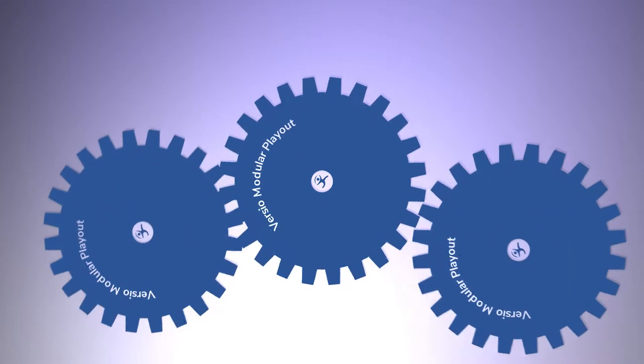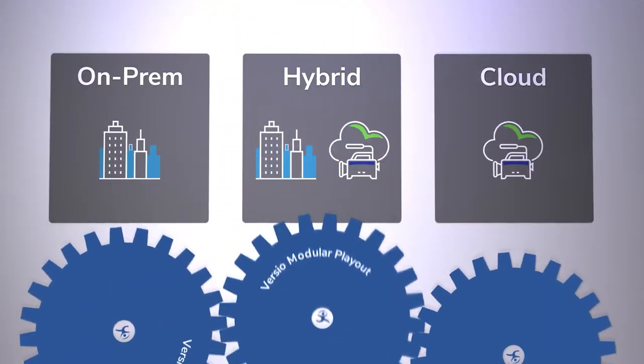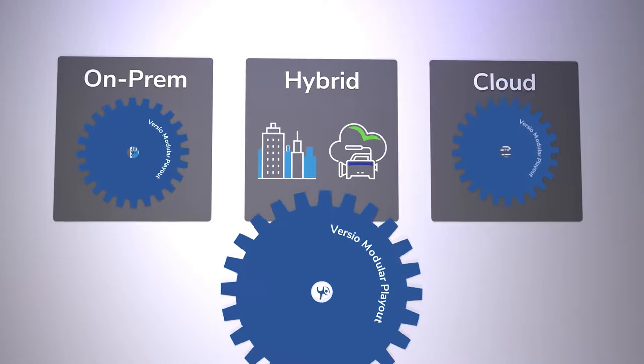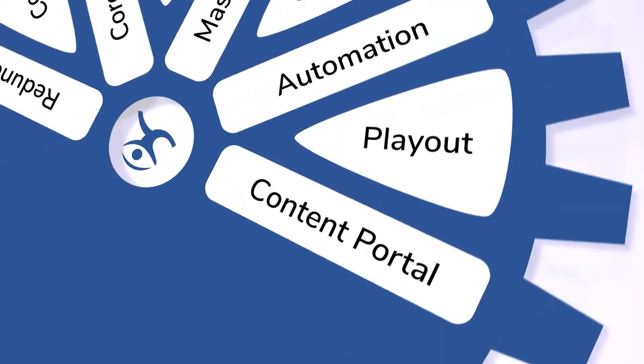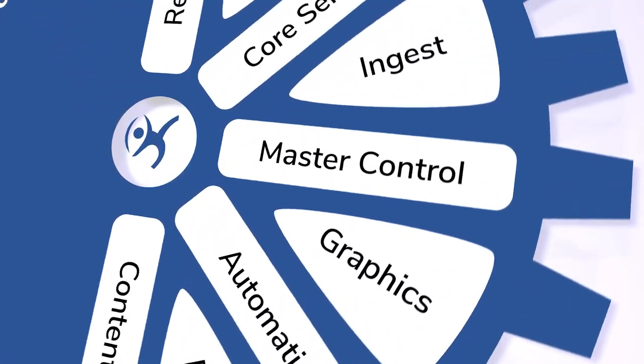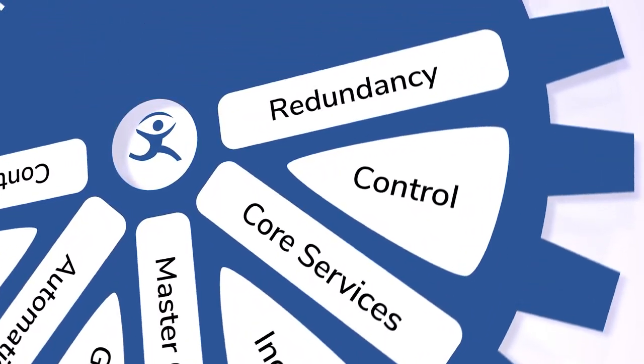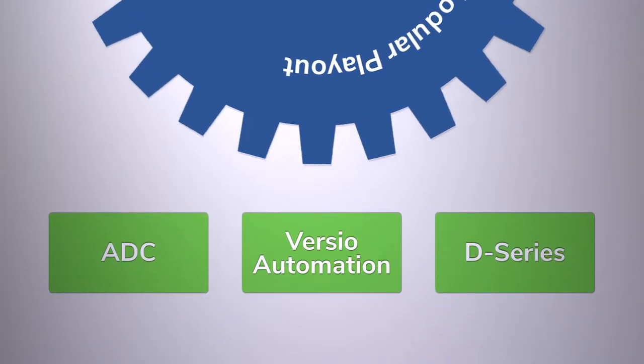Today, I'd like to walk you through Versio Modular Playout, our channel origination ecosystem. Versio is a playout and media workflow platform that can be deployed on-premises, in the public cloud, or in a hybrid environment. Now, it offers everything you need for complete channel creation, from ingest to prep to playout, from automation and graphics to master control and branding, and it's also fully compatible with our ADC and D-Series automation solutions.